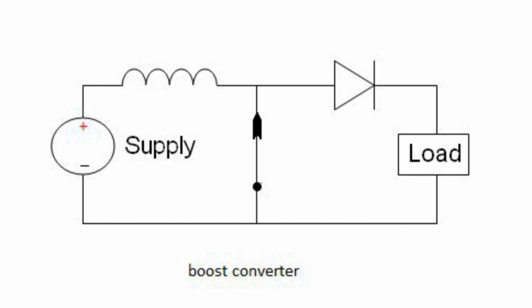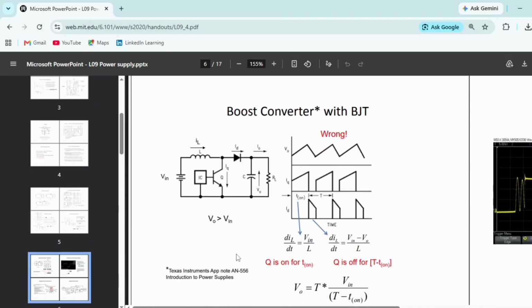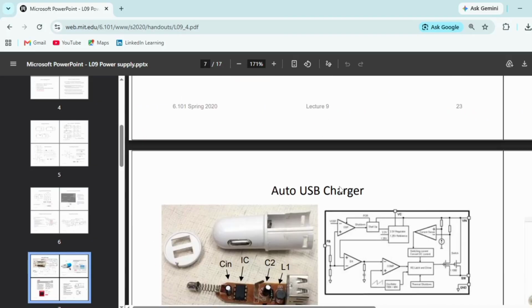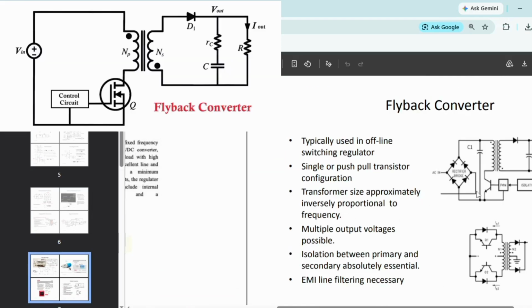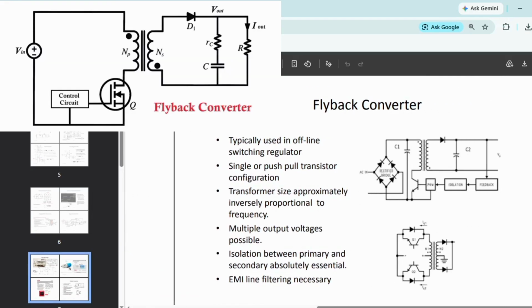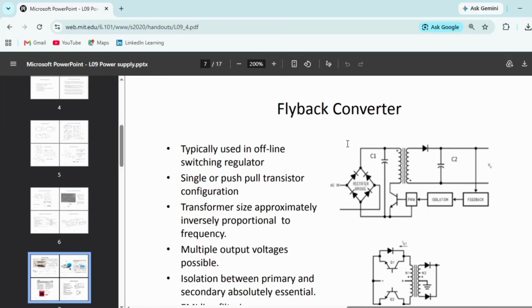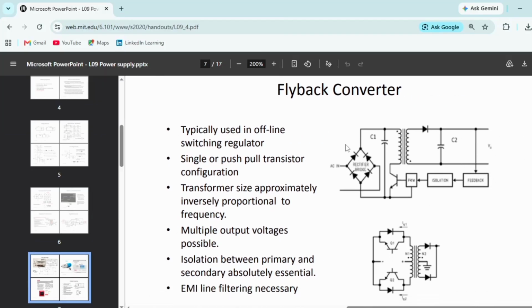A boost converter uses the same energy storage principle to raise the output above the input voltage. And this is why it is useful in battery-powered systems. Then a flyback converter is especially useful when isolation is required, and this MIT lecture displayed in this video emphasizes that primary and secondary isolation is essential in offline switching supplies.